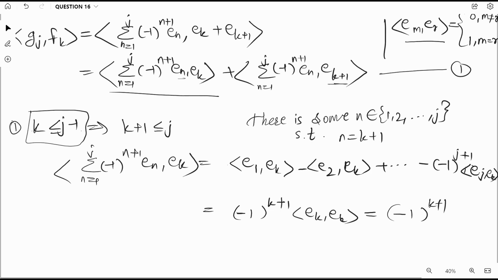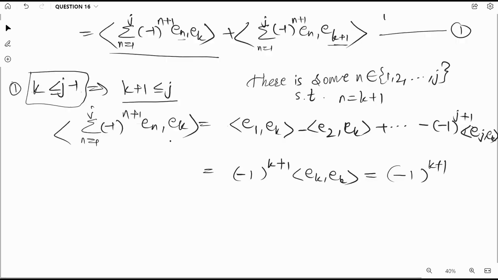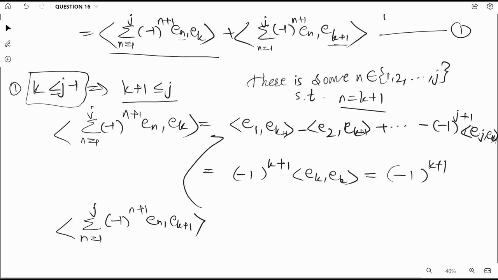This follows because of this condition, right? So that's why in the second term only that term will be non-zero for which n is equal to k plus 1. All other inner products will be 0, right? So the second term, if we expand it, we get the same thing, except that in place of k there is k plus 1, right? This will be this. So that term will remain for which n is equal to k plus 1.